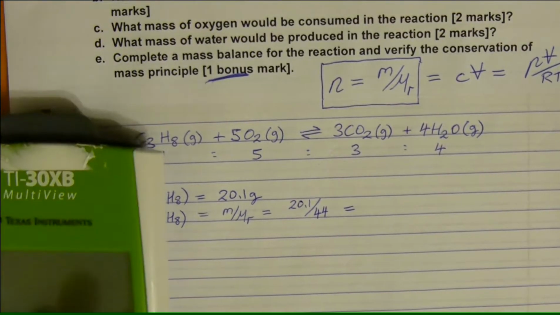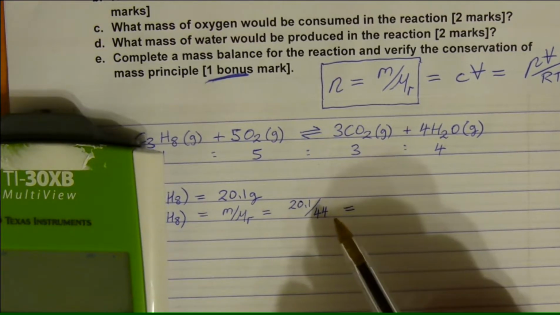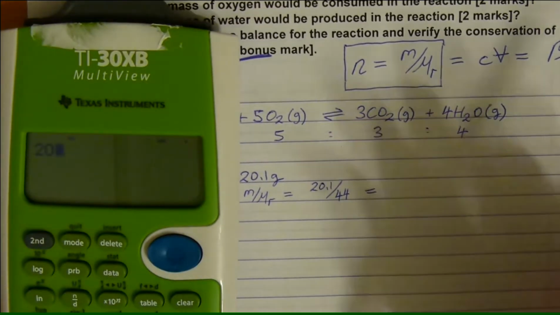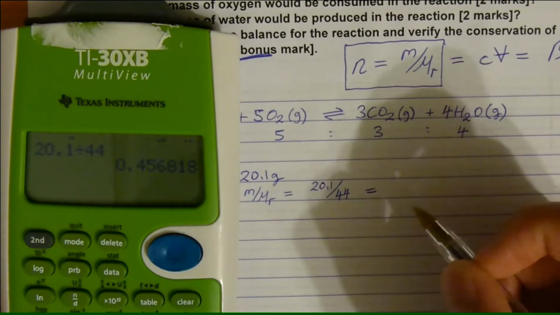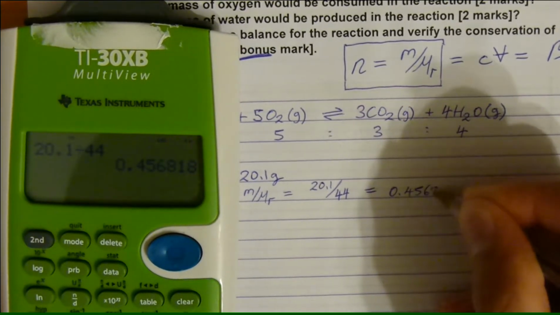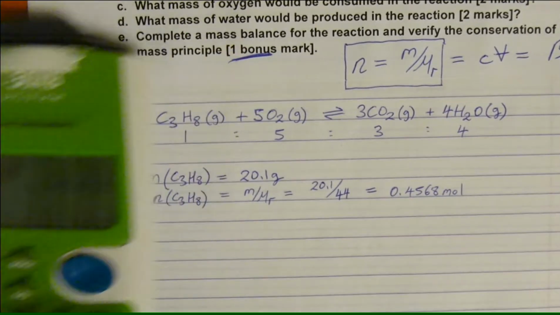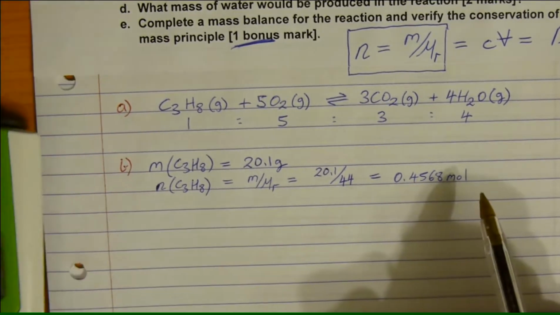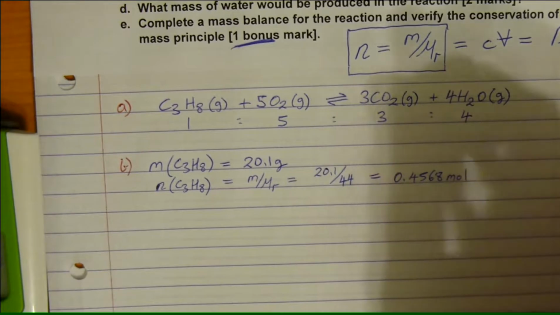Sometimes for year 11s, if you wanted to step that out and actually show the calculation to get 44, in year 12 I like to just show my year 12s to write it straight off just to save time. So I punch in 20.1 over 44, 0.4568 mole. Guys, note here that I'm just going to leave a few decimal places, so in this case 4 decimals, and I'm going to round off at the very end to get to the appropriate number of significant figures as the question asks. So that's the number of mole of C3H8.